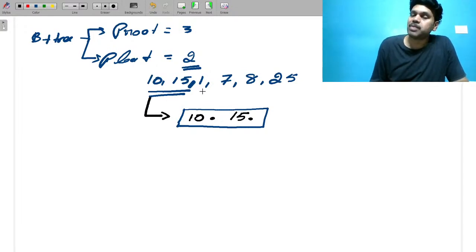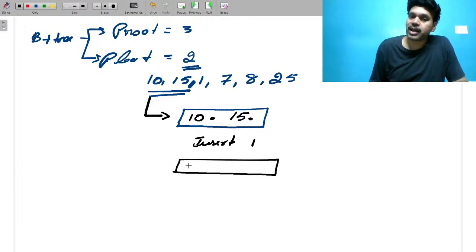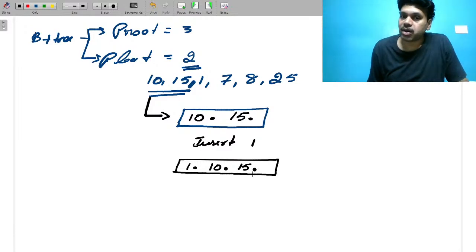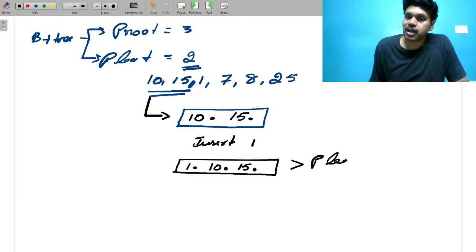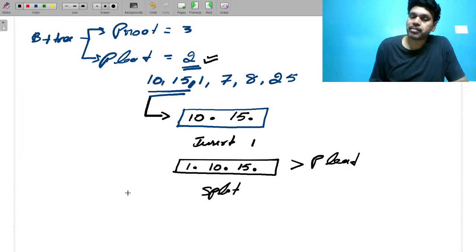Then after that I am trying to insert 1. When you are inserting 1, your block structure looks like this: 1 dot, 10 dot, 15 dot, because the keys are going to be kept in the form of a linear sorted order. It is greater than your P leaf, because a P leaf can keep only a maximum of 2 keys. So therefore, what is required? The leaf is going to split.